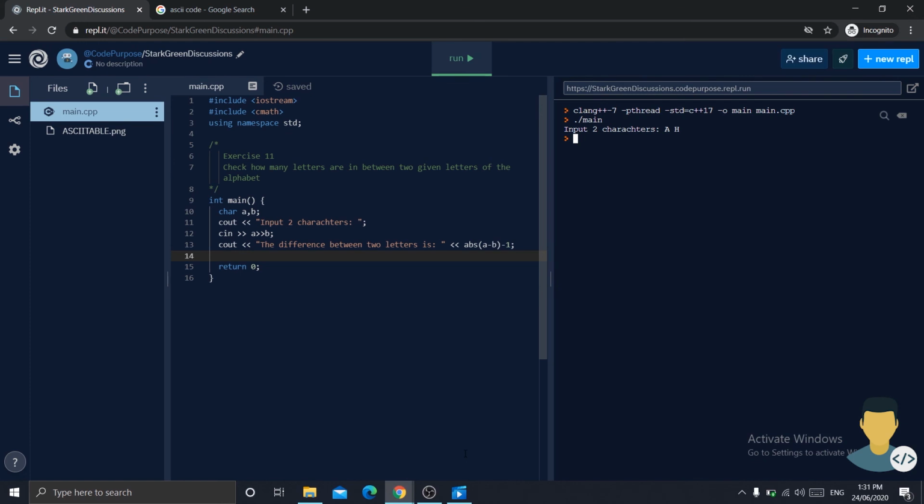There you go, guys. This is how we check how many letters are in between two given letters of the alphabet.